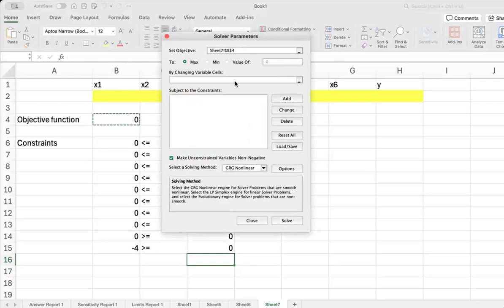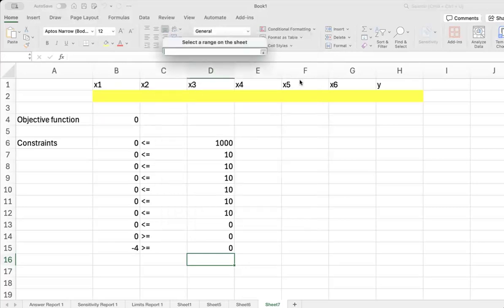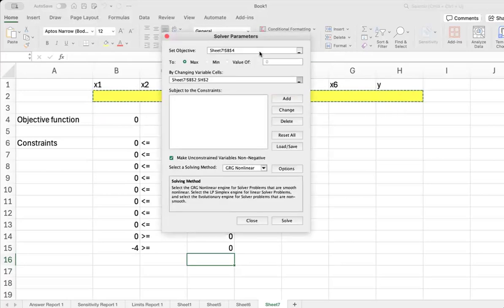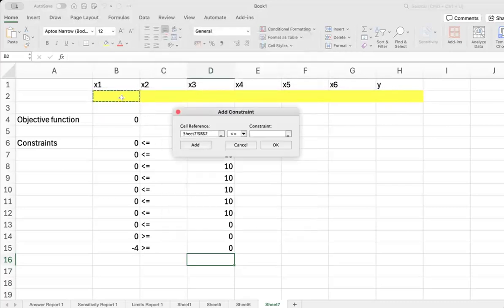Okay, so this problem we're going to optimize, maximize, right? Maximize the value. Remember that from x1 to x6, it must be integer. Okay, and for y, it must be binary.